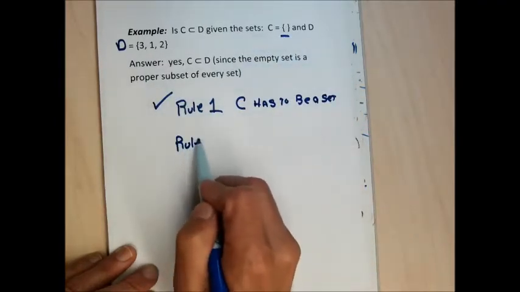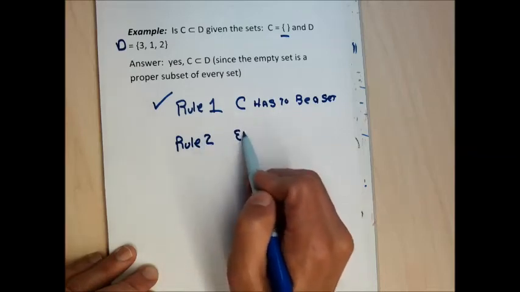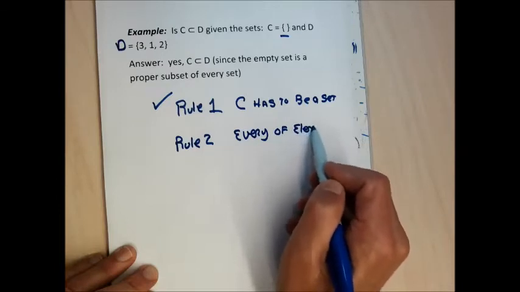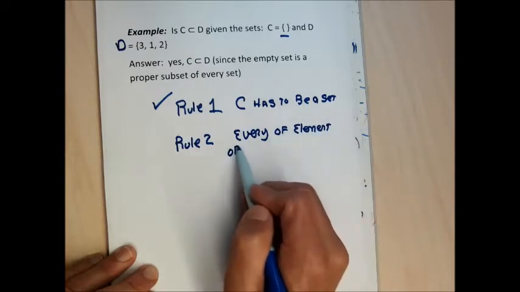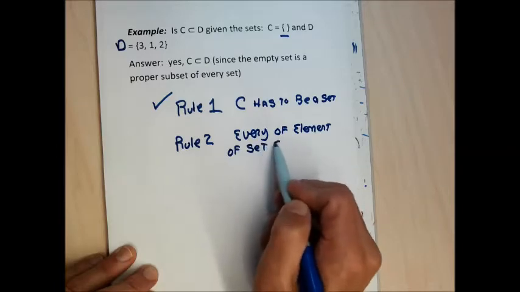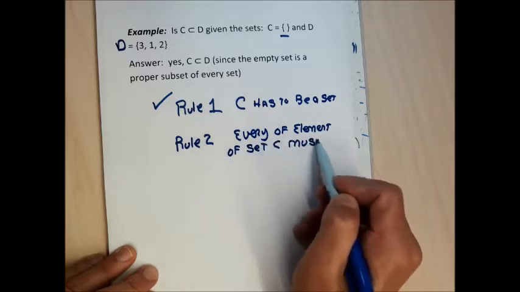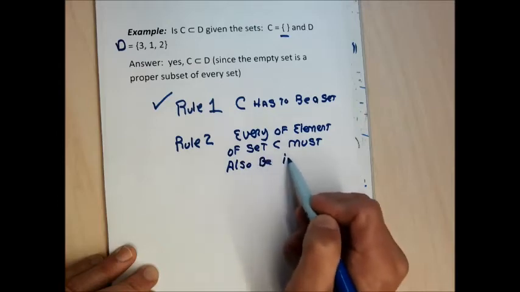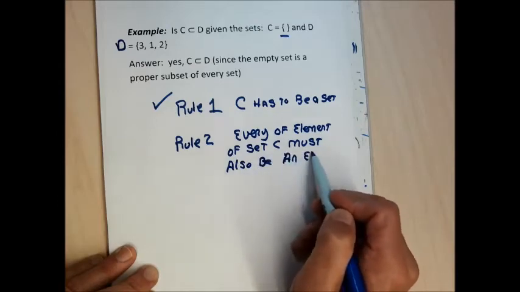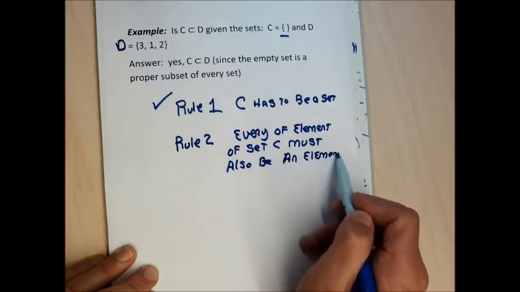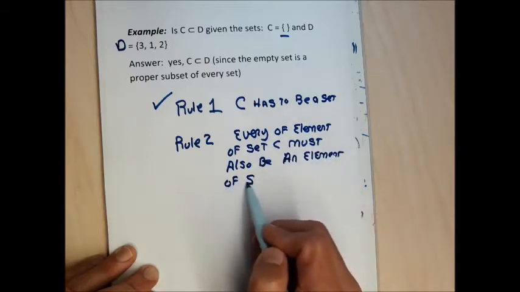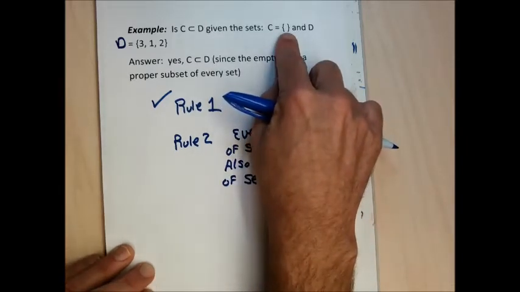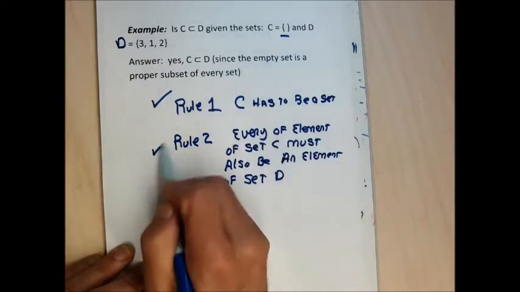Rule 2 is the tricky one. It says that every element of C must also be an element of set D. And this by default is true because there isn't any element in C that's not in D. So this is the sneaky true.